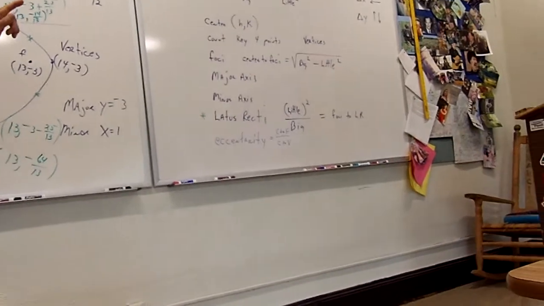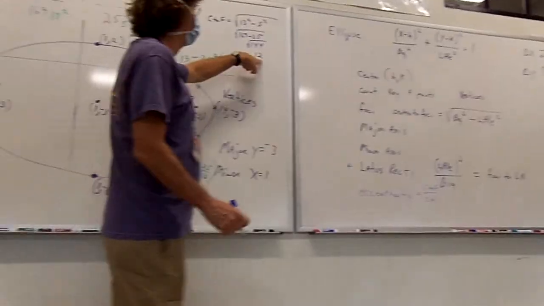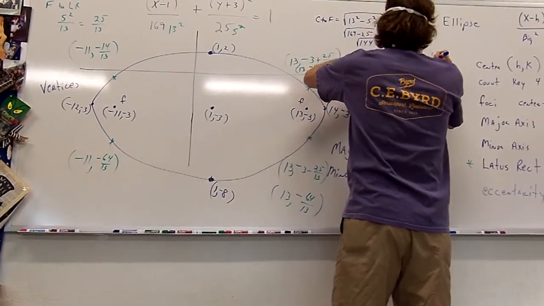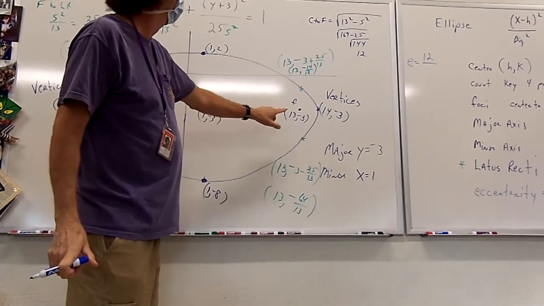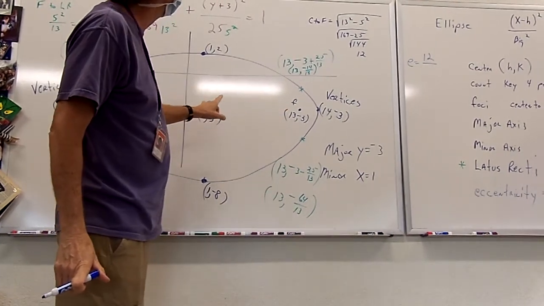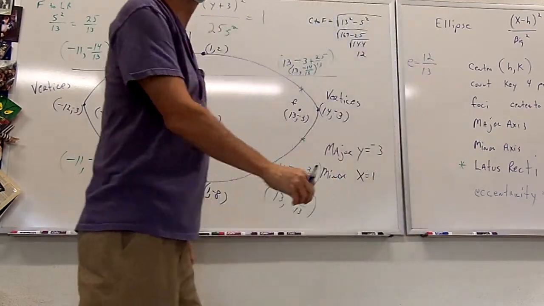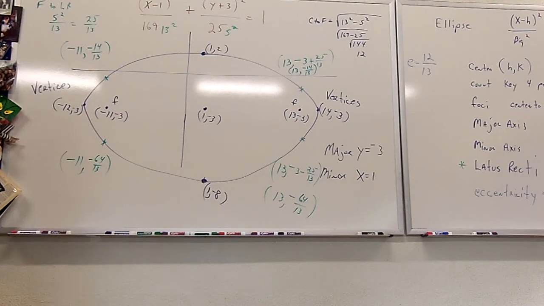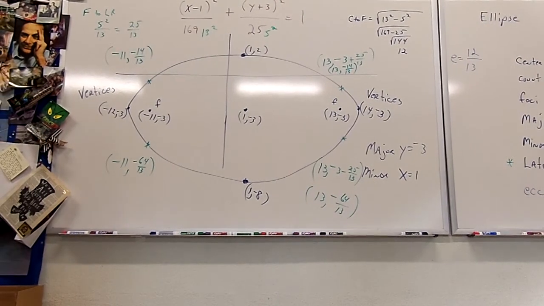How far was it from the center to the focus? 12, right? So E will equal 12 over, and the center to the vertex was 13. Center to focus over center to vertex. And that's true for ellipses and hyperbolas. It's true for both of those. So that's the formula.